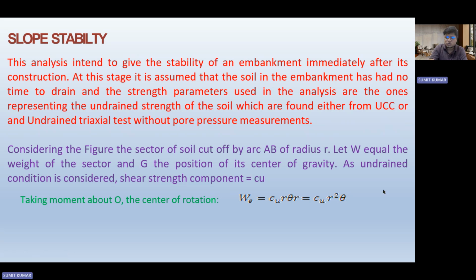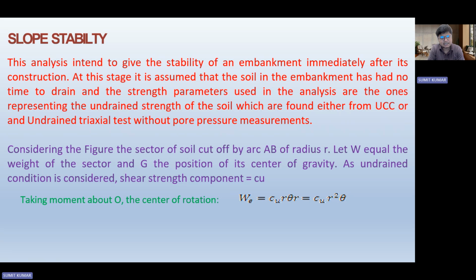Over here, if you could see, it has been mentioned that the analysis intends to give the stability of the embankment immediately after its construction. At this stage, it is assumed that the soil in the embankment has no time to drain. The strength parameters used in the analysis are the ones representing the undrained strength of the soil, which are found either from the UCC or the undrained triaxial test without pore pressure measurement.